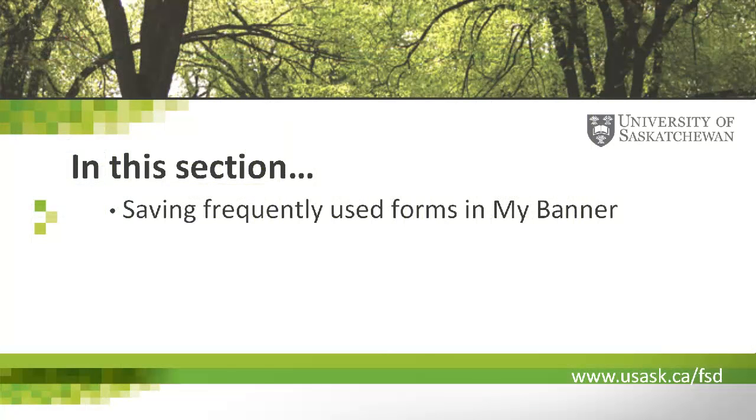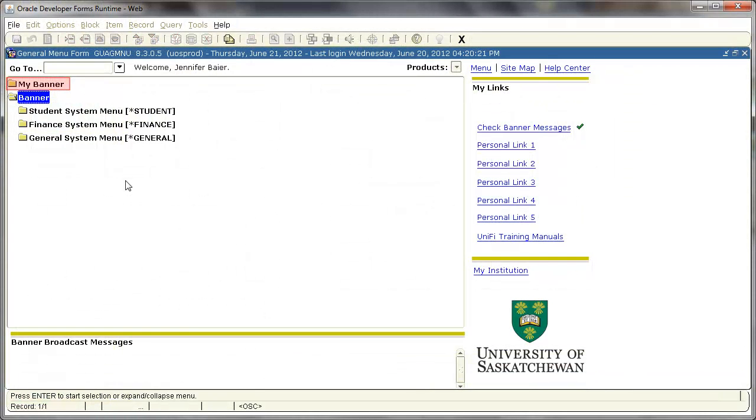In this section, we'll learn how to save frequently used forms to My Banner. My Banner appears at the top of the main menu. It allows quick access to forms that you use most often. Frequently used UniFi Plus forms can be bookmarked using the My Banner function. The concept is the same as adding a web page to your favorites folder.